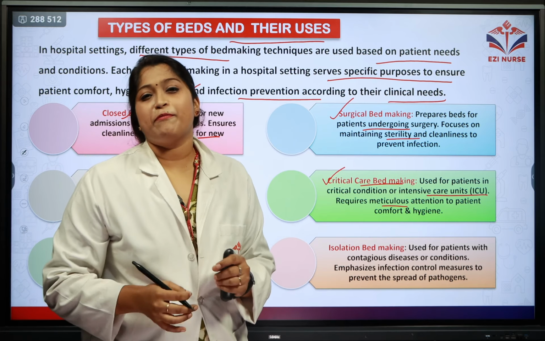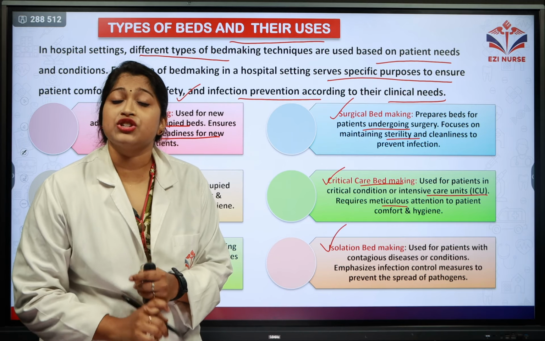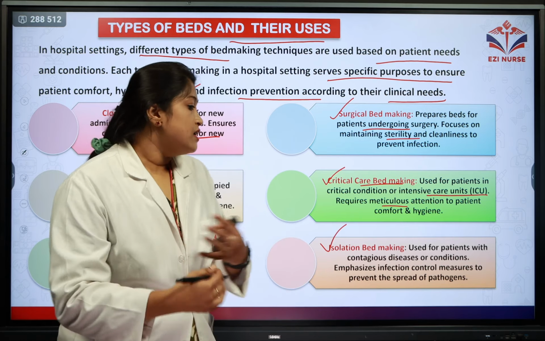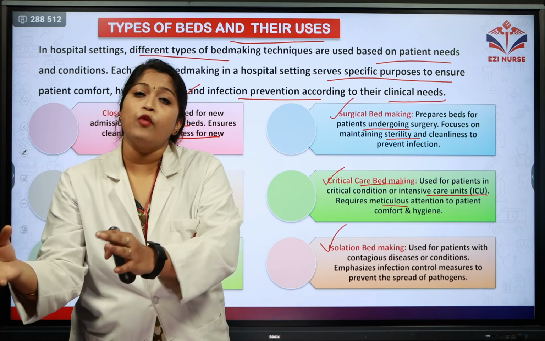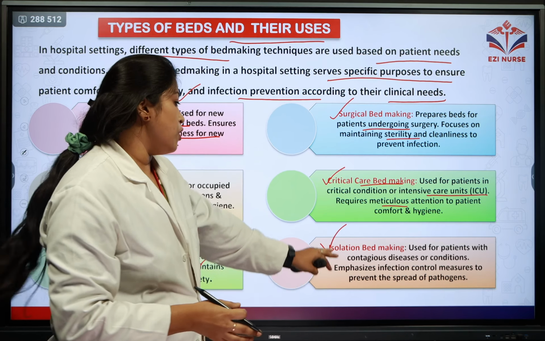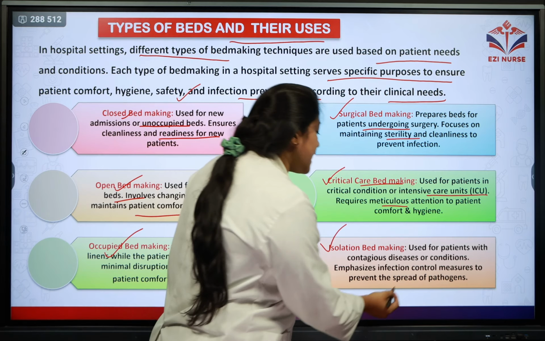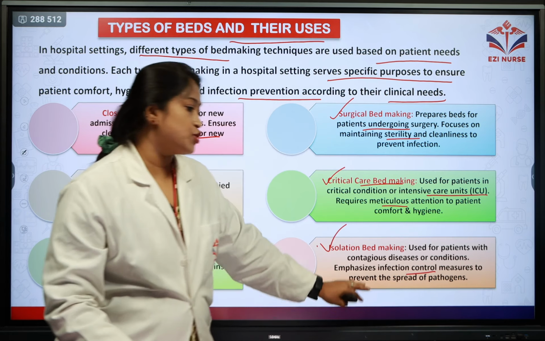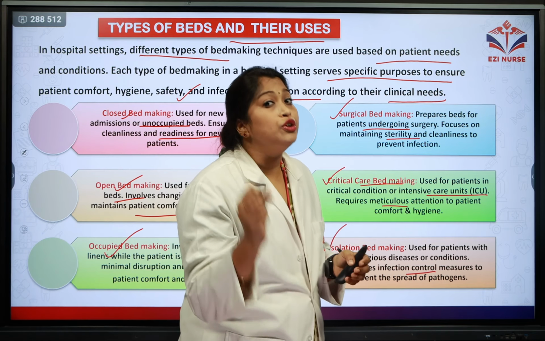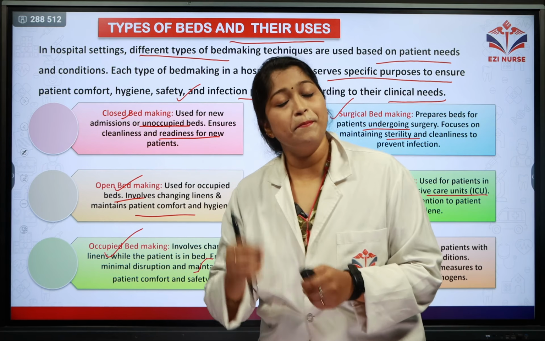Coming to the final type of bed making is the isolation bed making. It is used for patients who are having contagious diseases or certain conditions which can spread from one person to another person very easily. For those kind of patients, you're preparing isolation bed making. What you're keeping in mind? Emphasizing infection control measures to prevent the spread of the pathogens. So, spread of pathogens should not happen. So, that is kept in mind when you're making this isolation bed making.